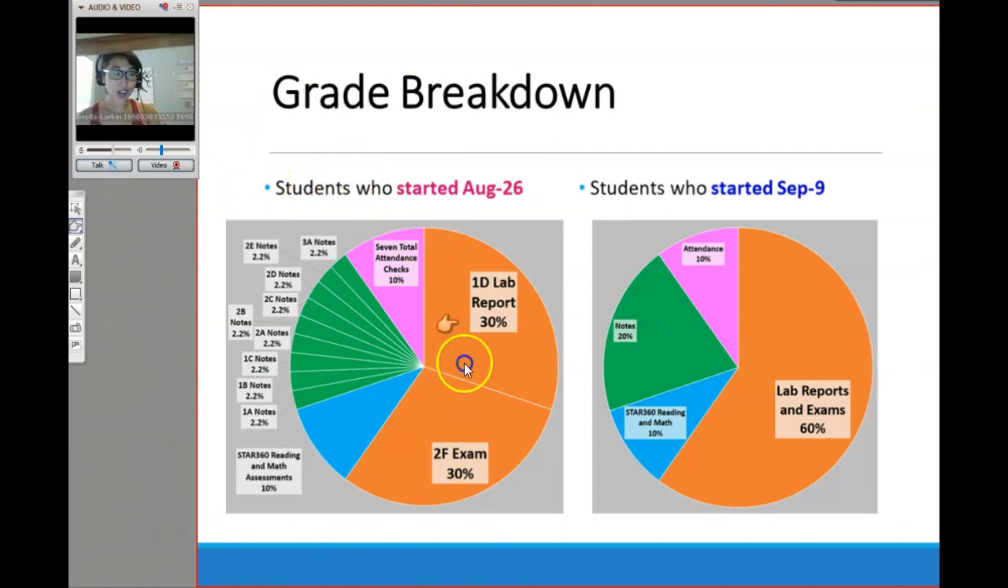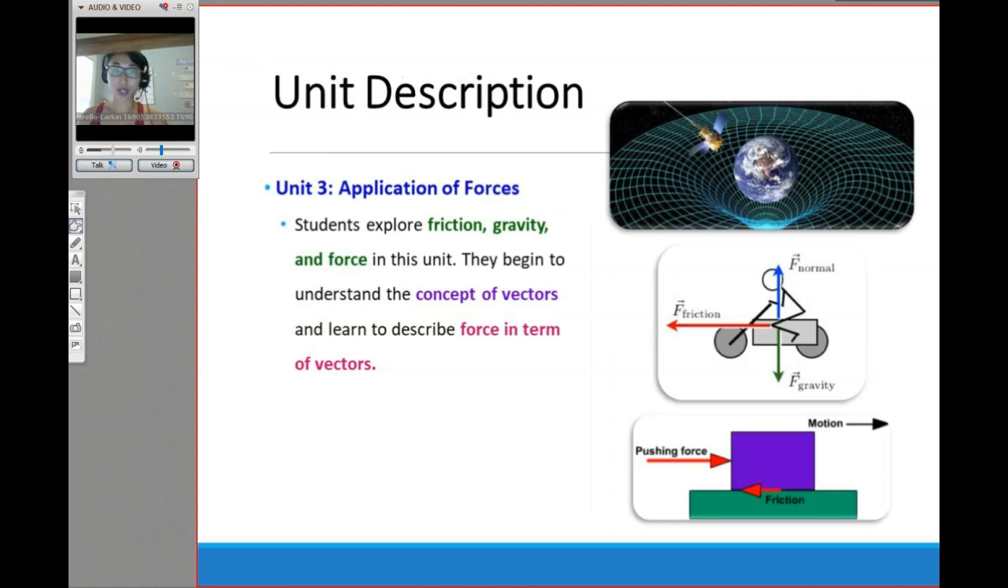So here's your grade breakdown. If you started with us on time at the beginning of quarter one, you'll see that your 1D lab and 2F exam are now past due. Together, they make up 60% of your grade. So if you haven't done one of them, your grade is going to be much lower, and if you haven't done either of them, you cannot be passing my class yet. These are the two most important assignments. If you just started on Monday, eventually this is what your grade breakdown will look like as well: 60% for labs and exams, Star 360 and attendance are each worth 10%, and your notes, which we do in class and where I give you all the answers as we go, are worth 20%.